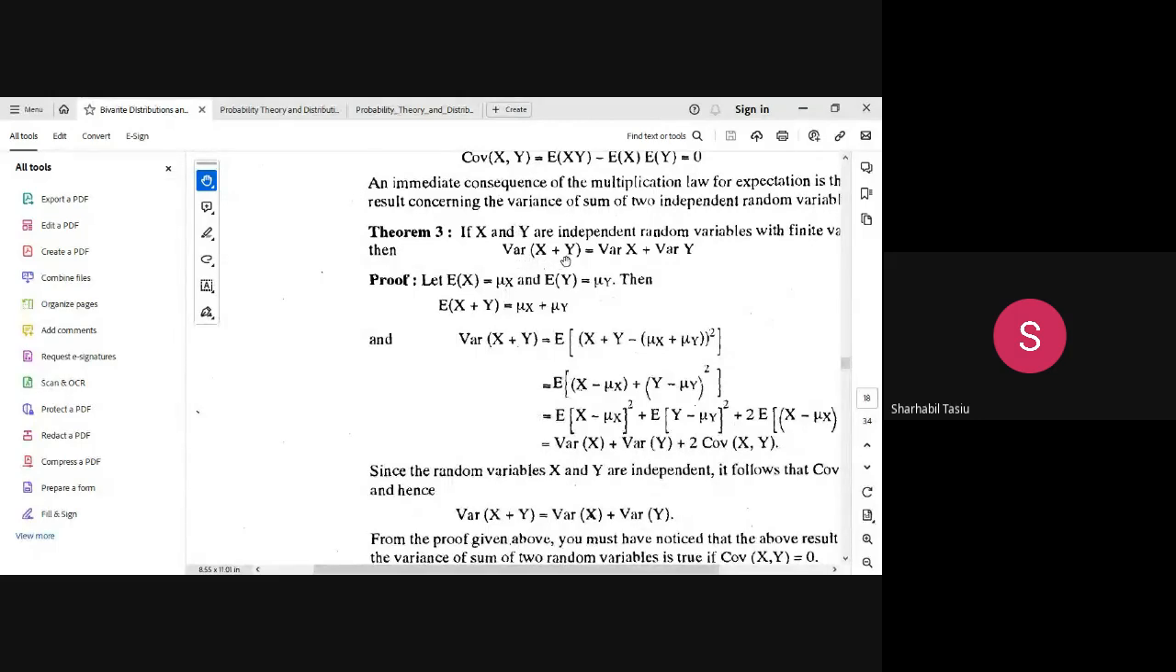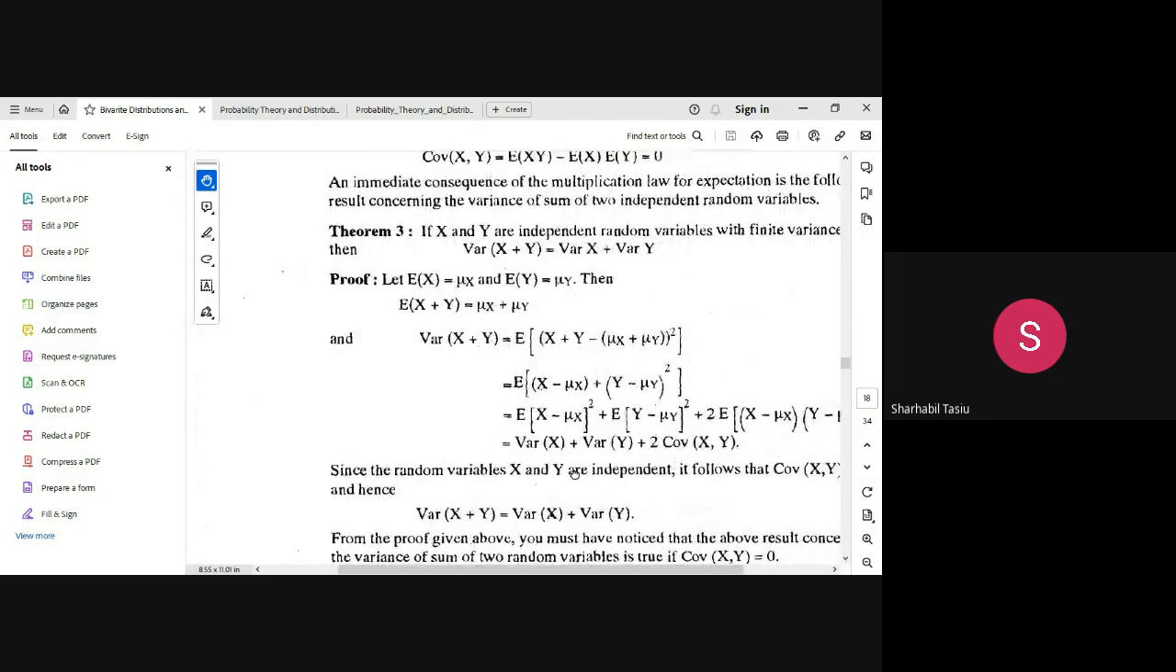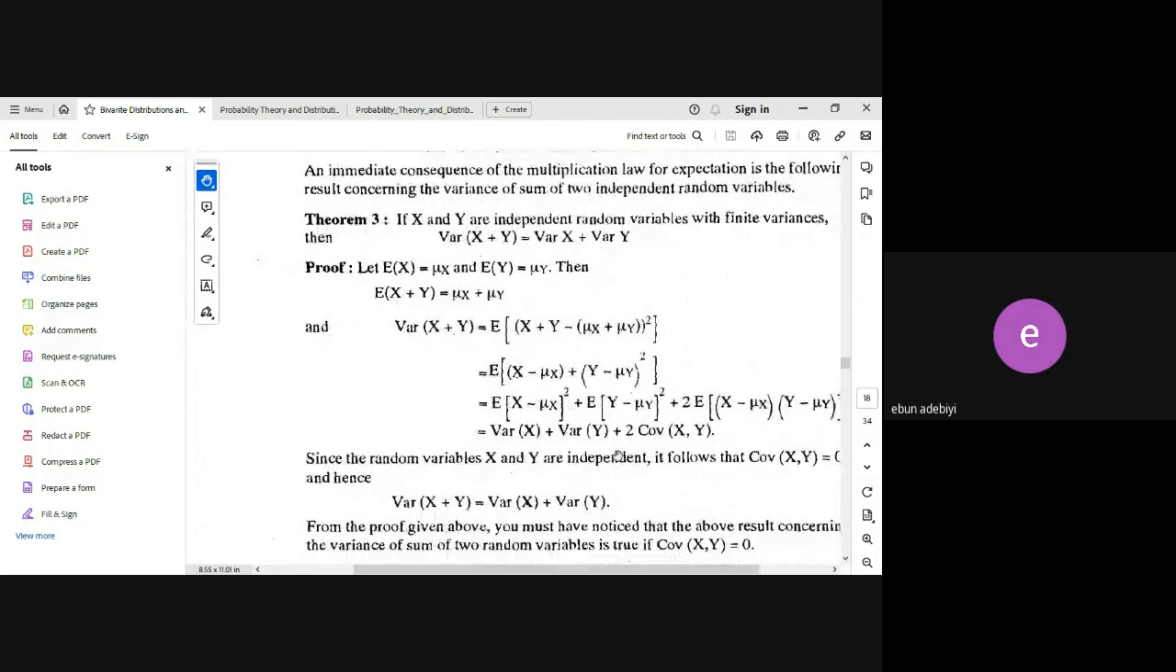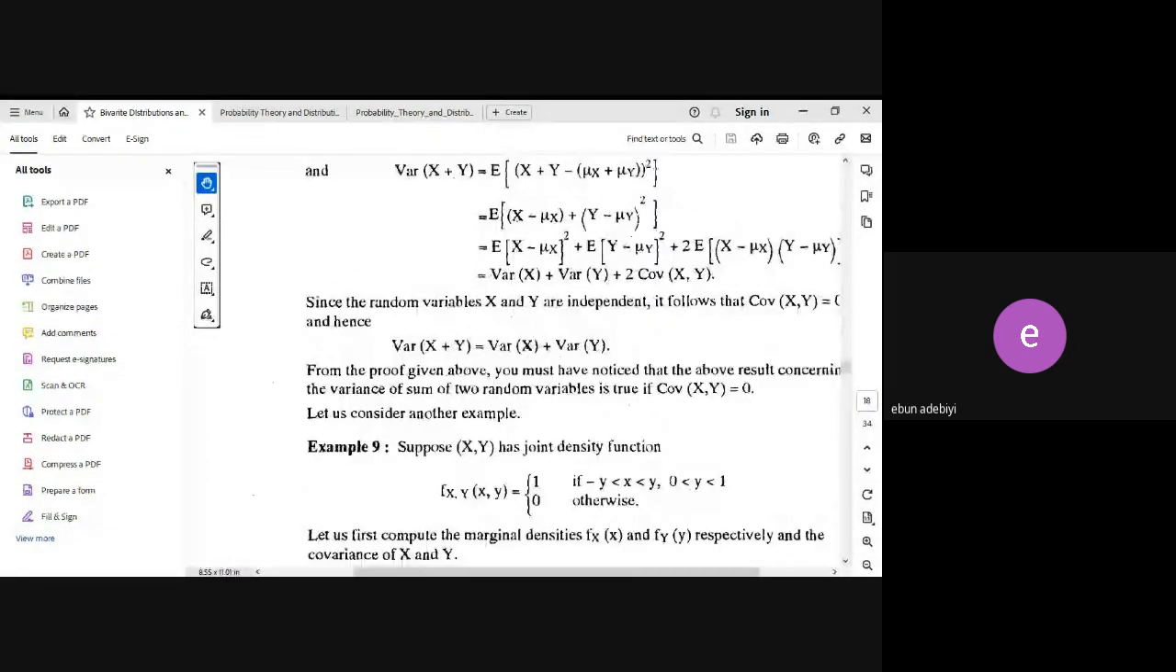Variance of x plus y is equal to variance of x plus variance of y. So when you do that, you take the expectation of x equal to mu x, and all the proof. So we have that the variance of x plus y gives us variance of x plus variance of y plus 2 covariance of x, y.